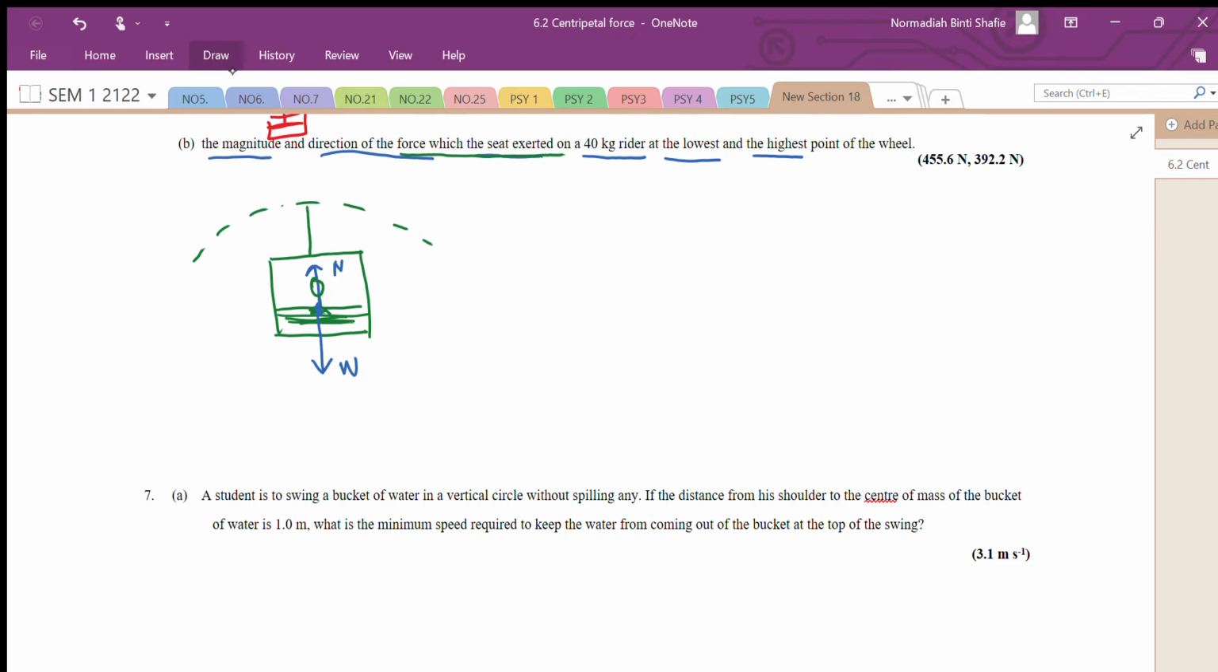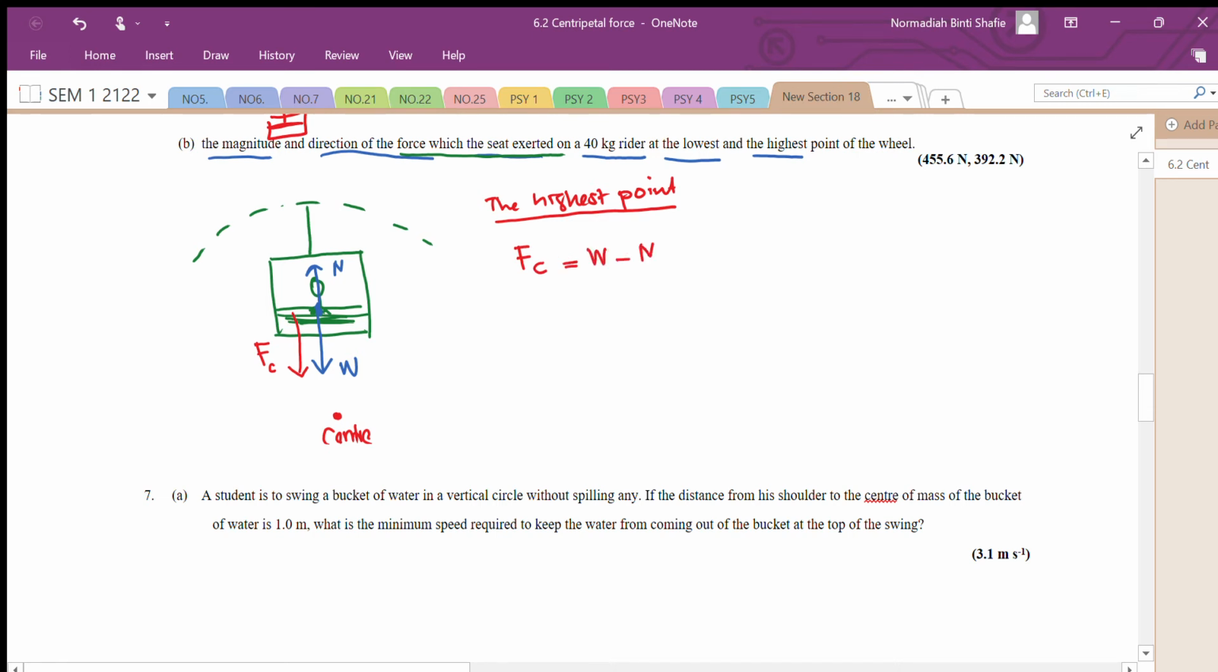And then kita dah identify daya apa. After that, kita tahu bahawa daya yang membolehkan satu objek bergerak secara circular motion disebabkan adanya a net force which we call centripetal force, and always towards the center. Let's say ini kita punya center of the Ferris wheel. Apa yang kita boleh tulis di sini? At the highest point, we can write net force, Fc equals to W minus N. Kenapa W minus N?